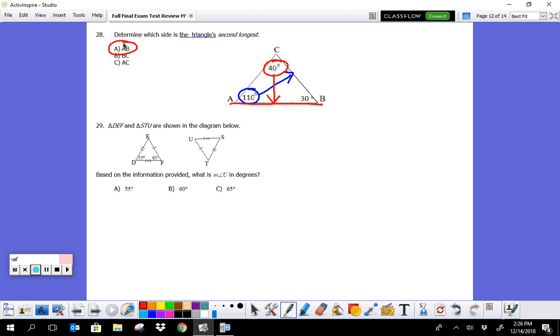29, triangle DEF, triangle STU are shown in the diagram below. Based on the information, what is the measure of angle U in degrees? What I like to do here is look at this congruent statement and see what U goes with in the other triangle. Here U is the last letter. Here F is the last letter, which means U is going to go with F. So angle U is also going to be 65 degrees.